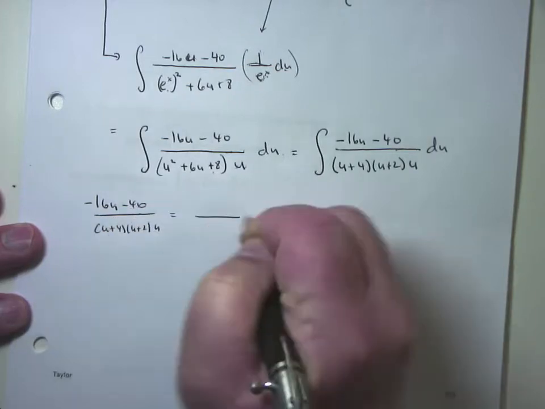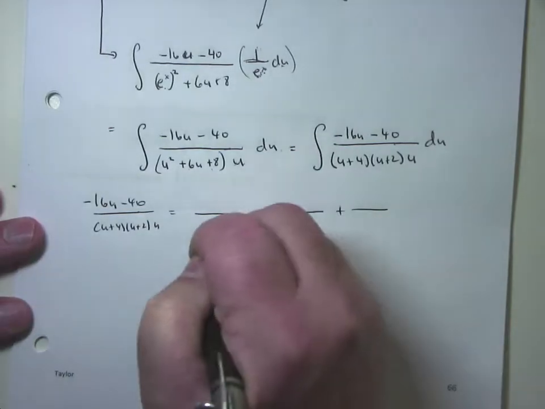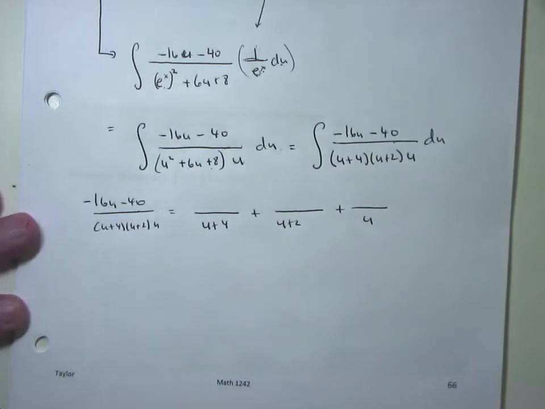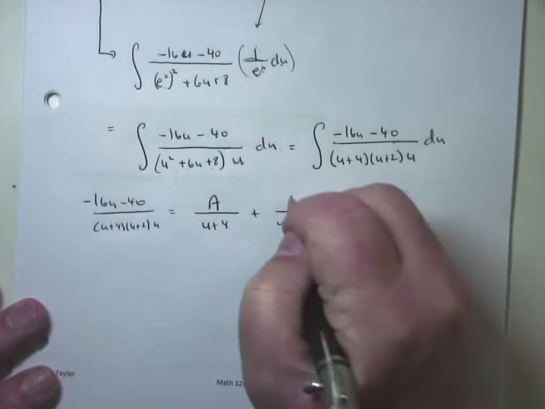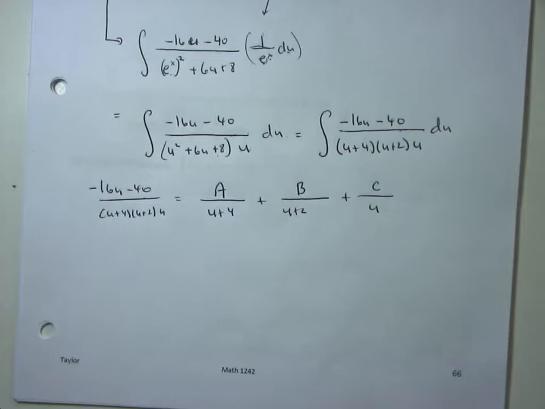And I'm going to bust it up into 3, because I have 3 factors in my denominator. It'll be u plus 4, u plus 2, and u. Because these are now linear, according to partial fraction techniques, the degree of the bottoms is 1. What does that force the degree of the top to be for a proper fraction? Degree 0, which means they are constants. I don't know what they are. I'm going to call them A, B, and C. This is traditional partial fractions.